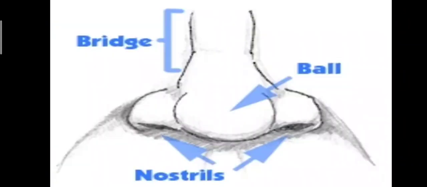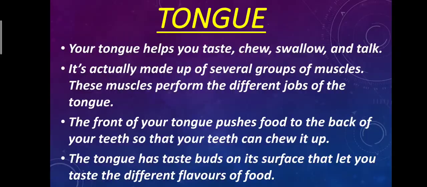This is a simple diagram of the nose. As you can see, we have 2 nostrils in our nose. Then moving on towards the last organ, which is tongue.